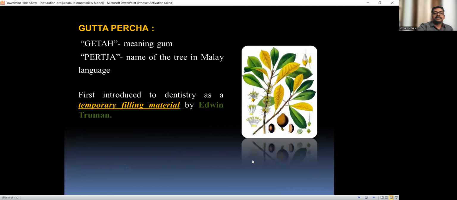Now let us go into the details. The first one is gutta-percha. Gutta meaning gum, whereas percha is the name of the tree in Malay language. So this was first introduced to dentistry as a temporary filling material by Edwin Truman.